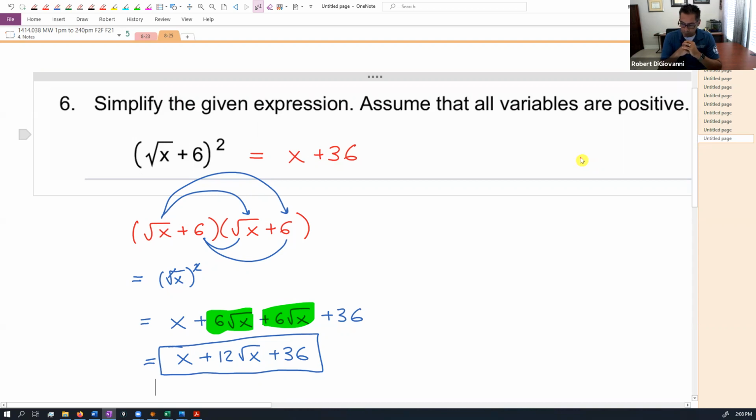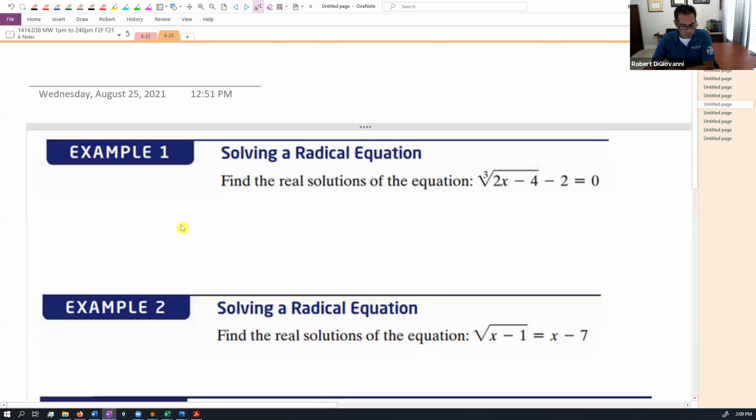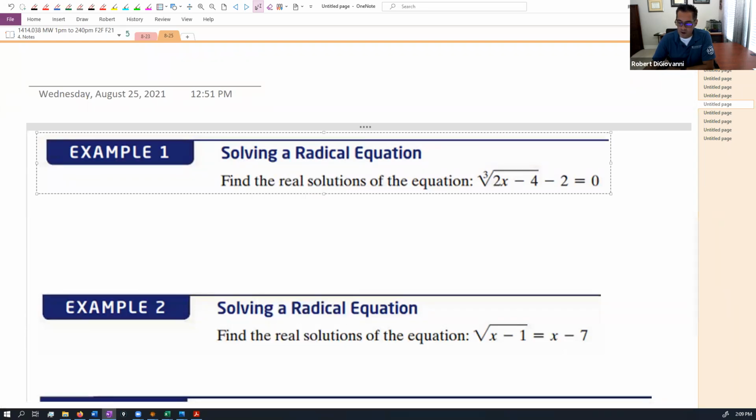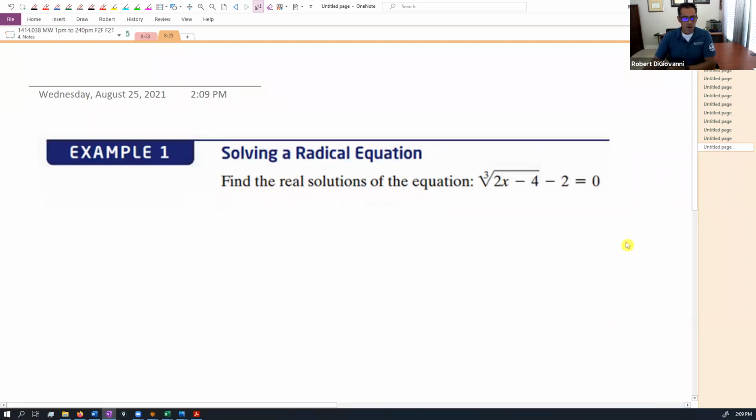Let me see here. Let me bring it up. All right, here's our first example. We've now officially moved into chapter 1, section 5, which is solving equations. And we want to be able to solve this equation.